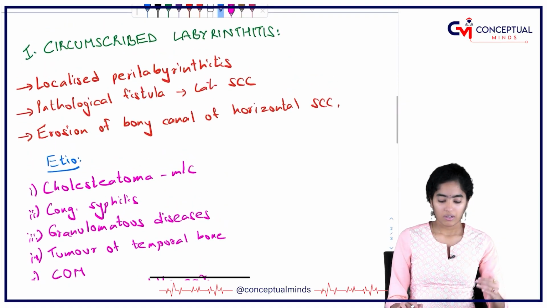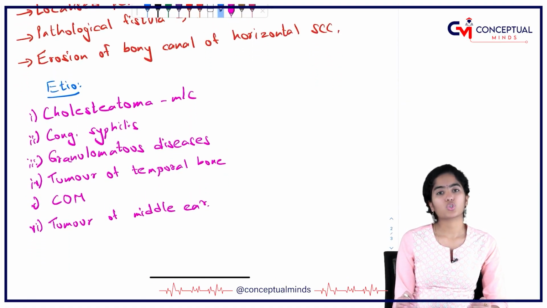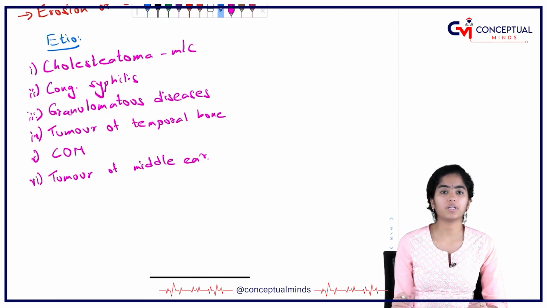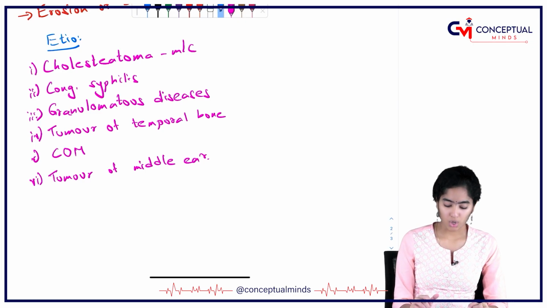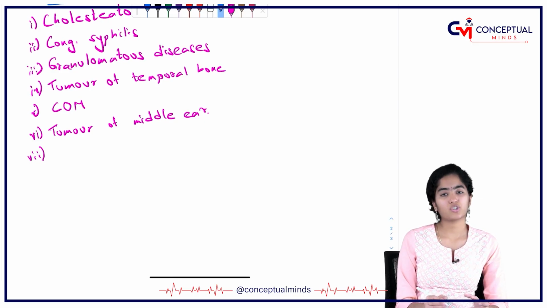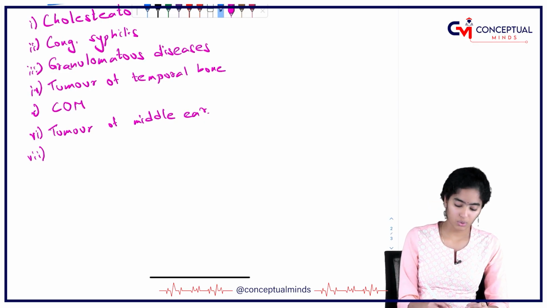Okay, all of these could be causes for circumscribed labyrinthitis, cholesteatoma being the most common cause. Other causes are congenital syphilis, granulomatous disease, tumors of the temporal bone and tumors of middle ear, plus any chronic otitis media. And there is one more cause, that is surgical or accidental trauma to labyrinth.